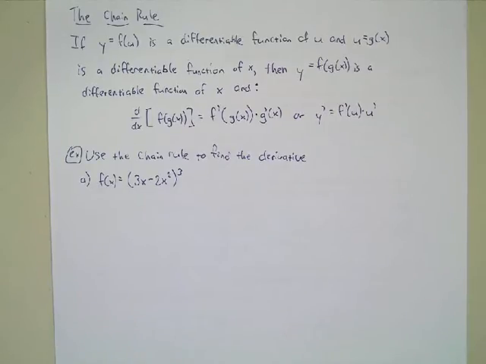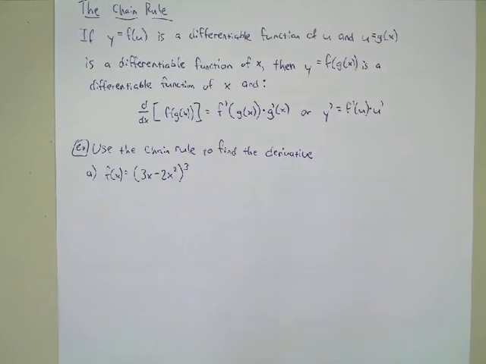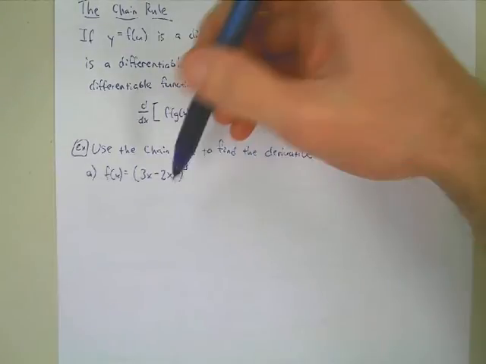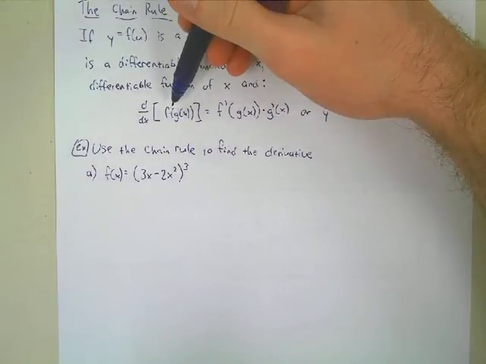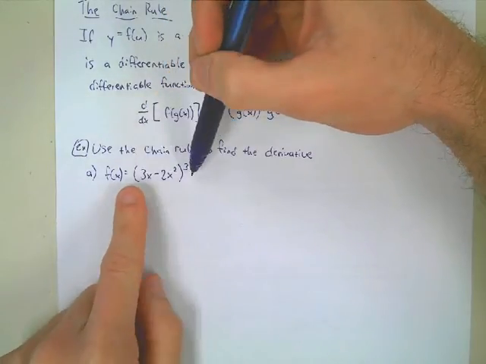Cubing this out, or if this was to the 10th power, that'd be, as Brittany said, too much, right? So that's not what we want to do. We're going to save some time here by using the chain rule. So, identifying the chain rule: we have a function, 3x minus 2x squared, within a function of something cubed.